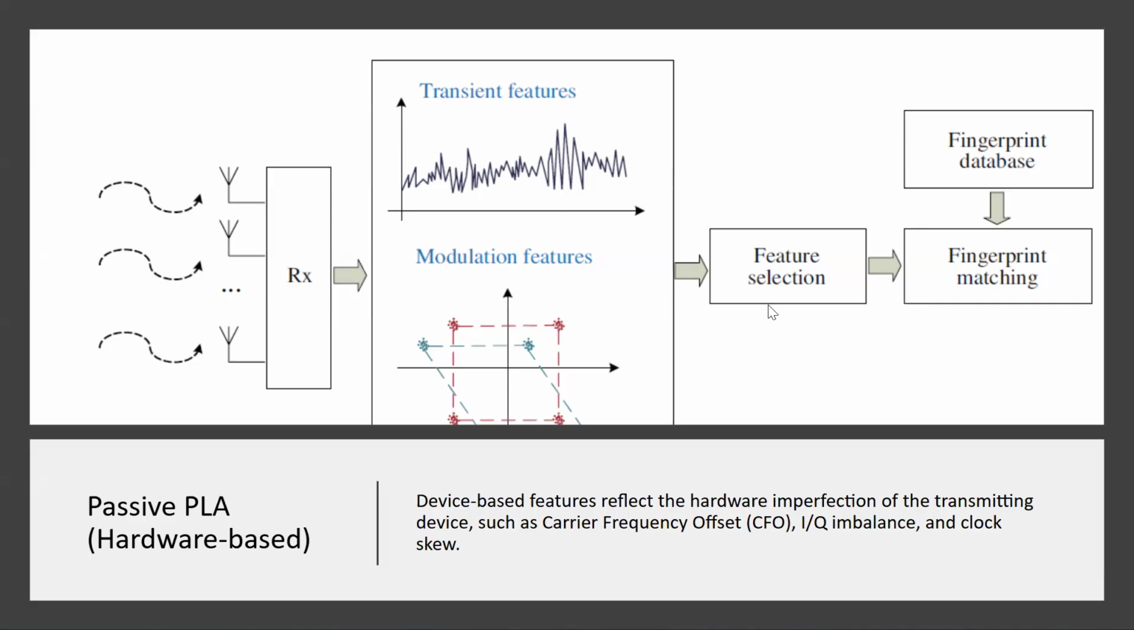The carrier frequency offset is related to the oscillator at the transmitter and receiver. And the IQ imbalance and the clock skew. So these are hardware features, hardware specifications that are usually unique to a certain device. And if we measure them successfully and store them in a database, we can start using them to authenticate devices.